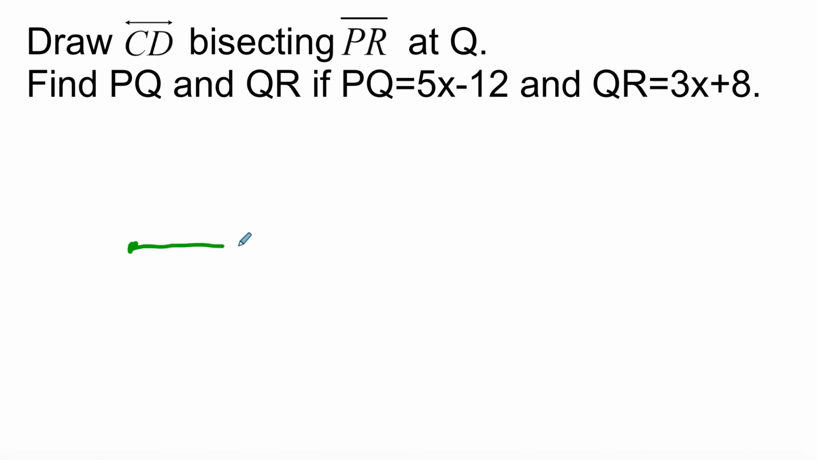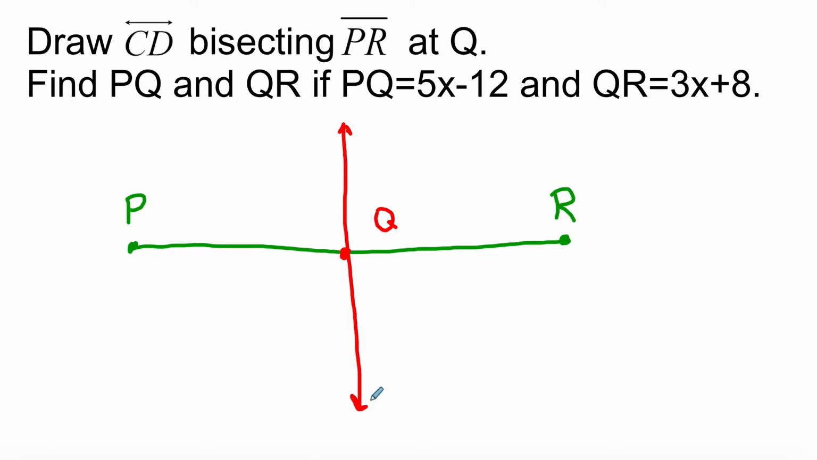So I'm just going to draw a segment. It's segment PR, so that means its endpoints are P and R. And then I need to draw a line CD that bisects that at point Q. So there's point Q about exactly halfway between P and R, and through point Q is a line that we're calling CD. If it makes it easier for you to label the points, you can, but you don't have to. The points are there whether you label them or not.